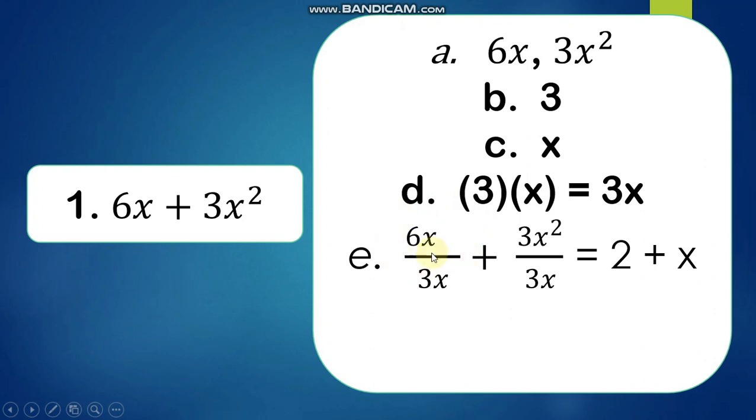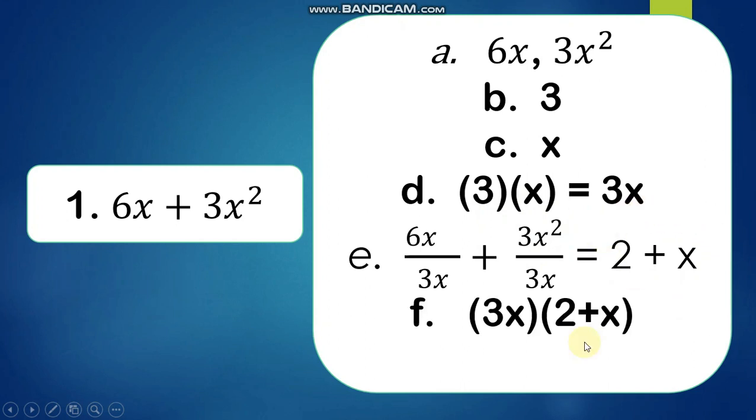So, let's do it one by one. 6x divided by 3x, and the answer is 2. How to check? 2 times 3x equals 6x. Next, we have 3x squared divided by 3x, and the answer is x. To check, x times 3x equals 3x squared. So meaning we have here 2 plus x.